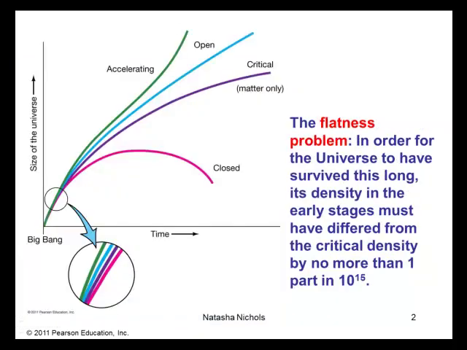We also have what is called the flatness problem. In order for the universe to have survived this long, its density in the early stages must have differed from the critical density by no more than 1 part in 10^15. Why? Because if the universe does deviate even slightly from critical density, that deviation grows rapidly in time. For the universe to be as close to critical as it is today, it must have differed from the critical density in the past by only a very tiny amount.